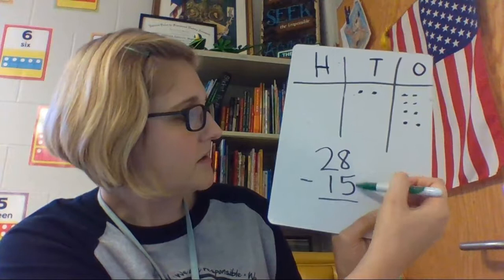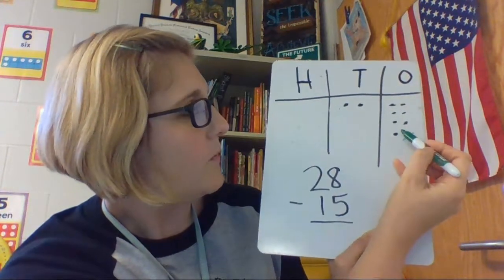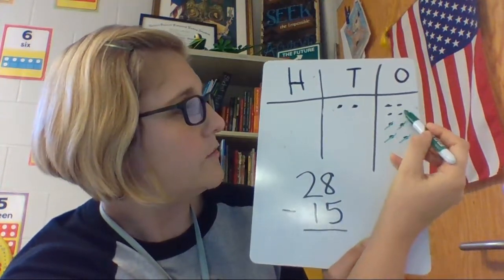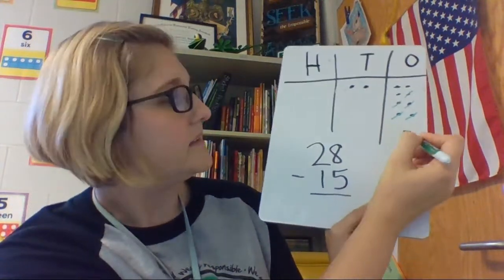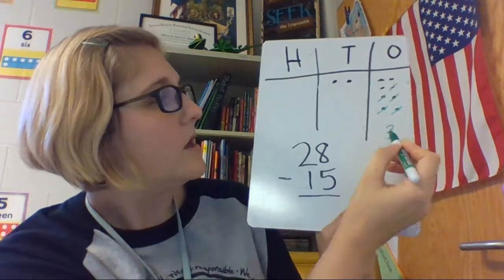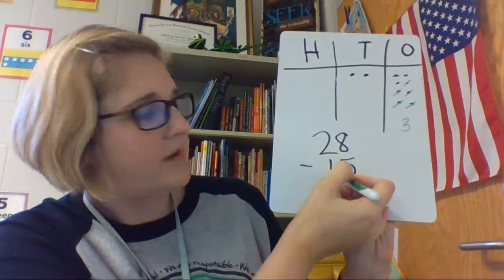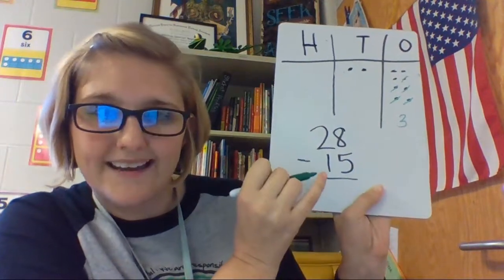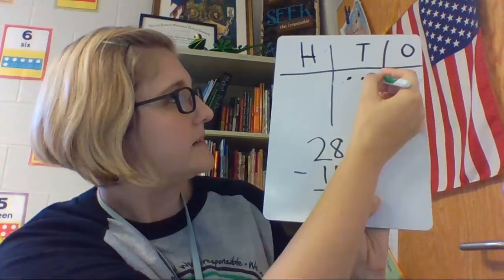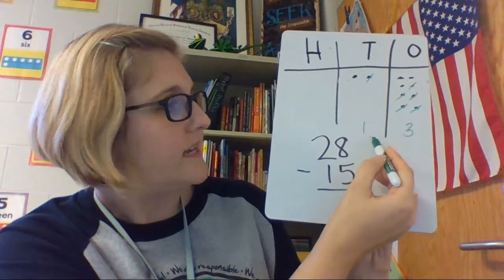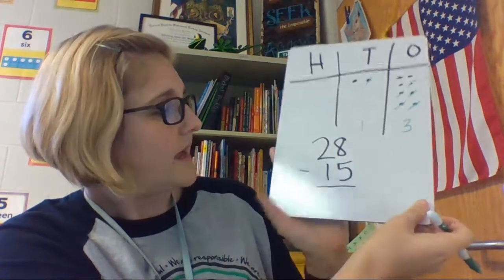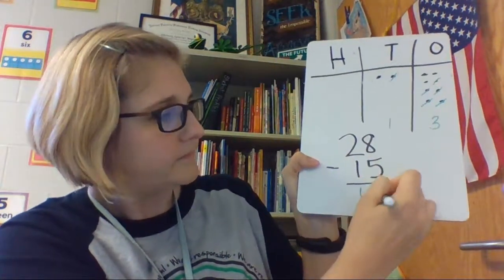So if I'm starting here with 8, 1, 2, 3, 4, 5. So yes, I do have enough ones. So that means that now I have 3 ones left over. And then when I go over here, I have 1 ten that I'm going to have to take away. And then I have 1 left. So my answer is 1 ten and 3 ones. And so my answer here is 13.